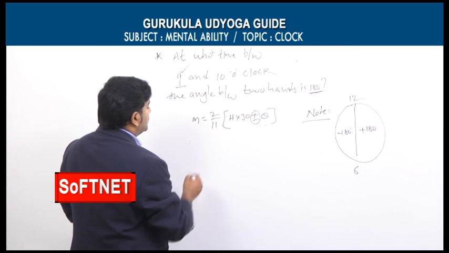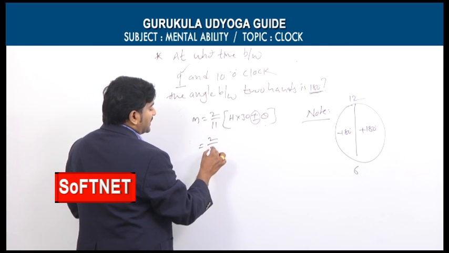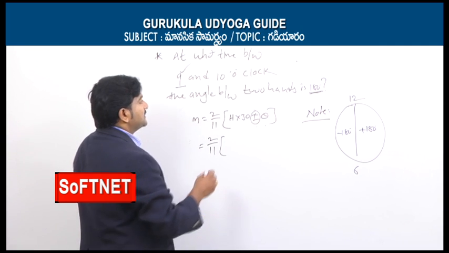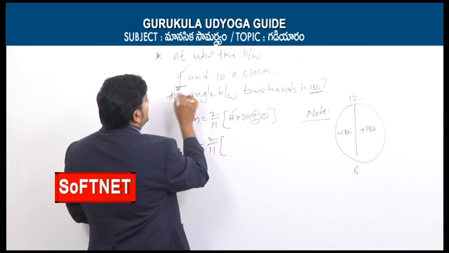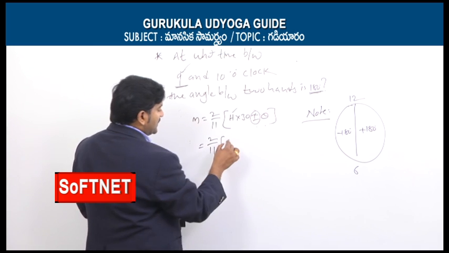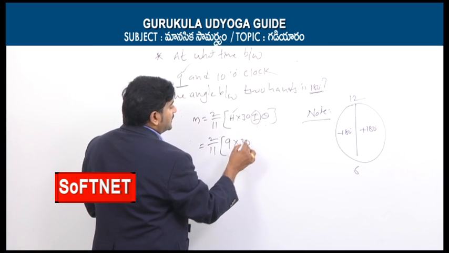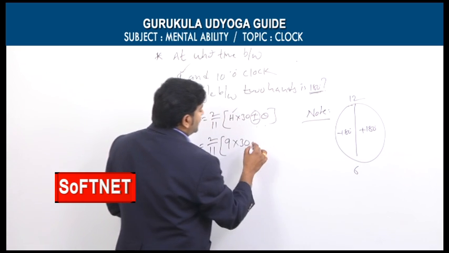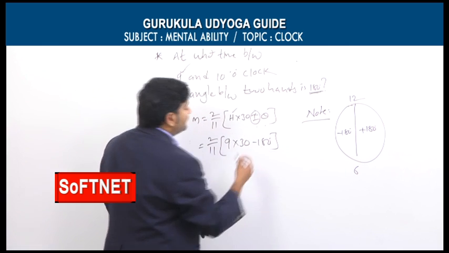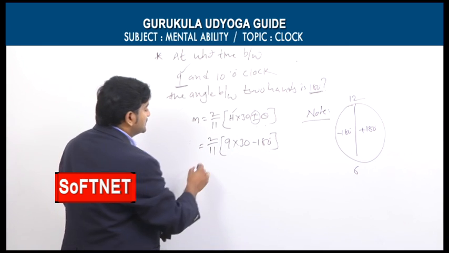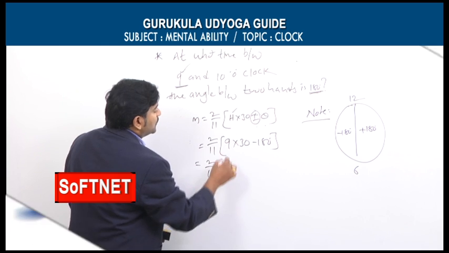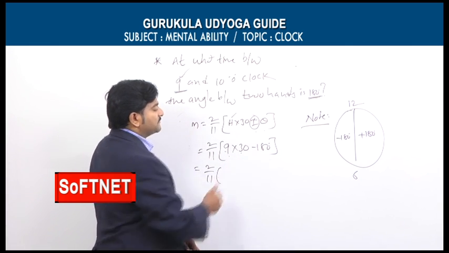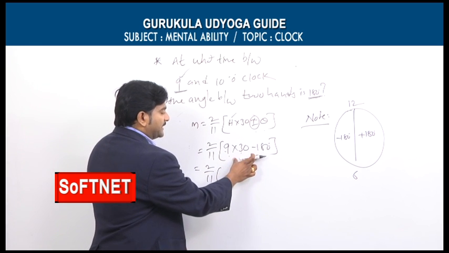So now let us solve the problem. The formula is 2 by 11 into h into 30 plus or minus theta. What is our starting hour? The starting hour is 9. That's why 9 into 30, and here plus or minus is there. Since the time comes under the second part, we need to take minus 180 degrees. So, my dear students, 2 by 11 into 9 into 30 means 270 degrees. 270 degrees minus 180 equals 90 degrees.